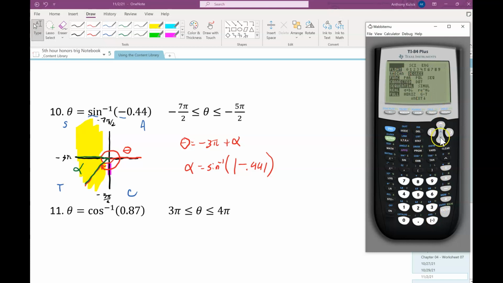So I want to check my mode and make sure I'm in radian mode. We were doing things last time where we're in degree mode, so I want to make sure that I've switched back. And I'm not going to type the absolute value into my calculator. I'm just going to do that part in my head. So it just saves me a lot of button pressing. So I get negative 897.